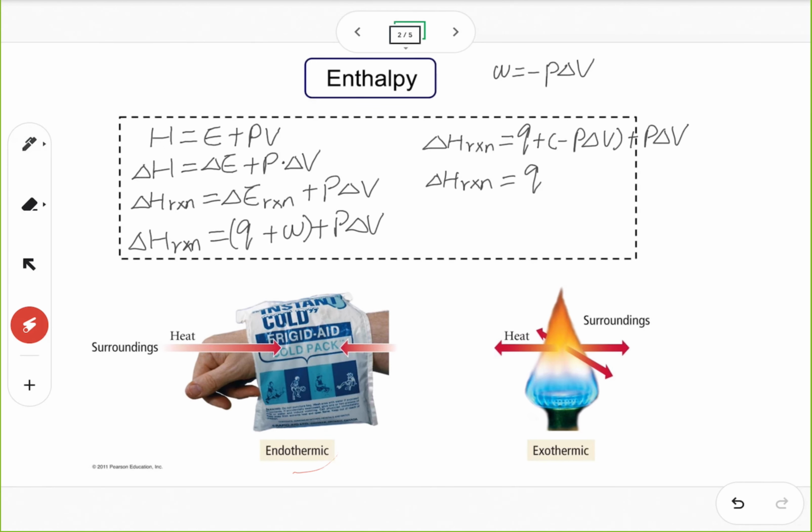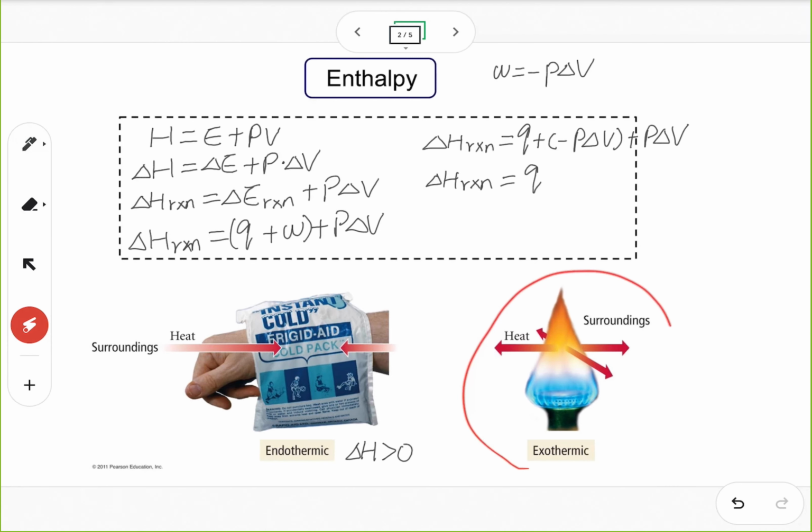In this case, we say that the delta H would be greater than zero. Remember, delta H is the heat energy of a reaction system, right? The ice pack absorbs the energy from its surroundings, so the energy of the ice pack itself will increase. Therefore, delta H would be positive, right?